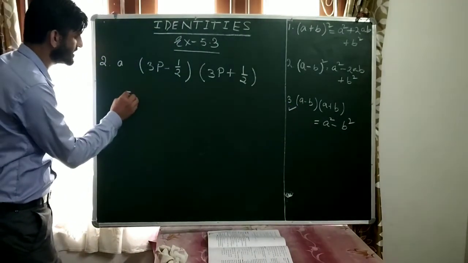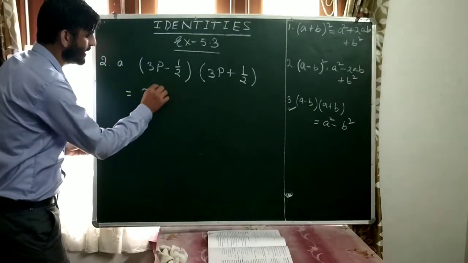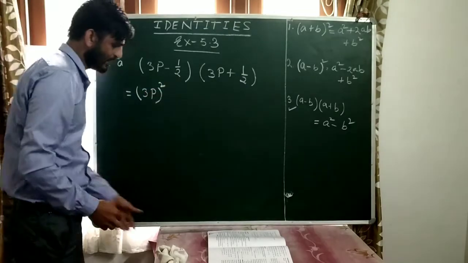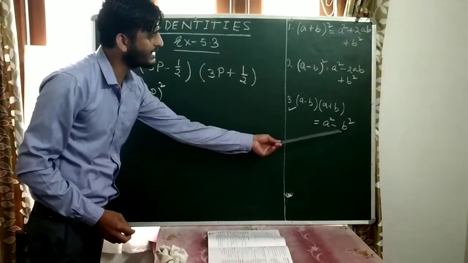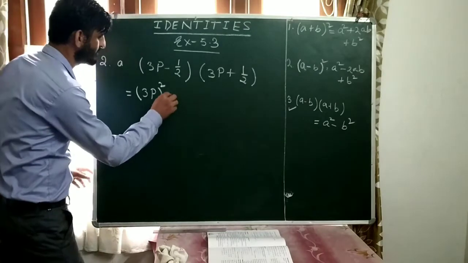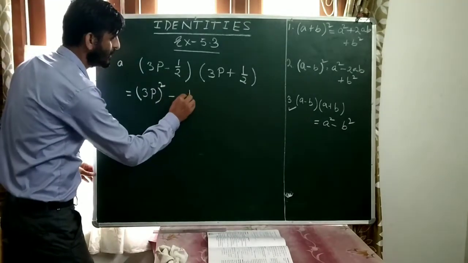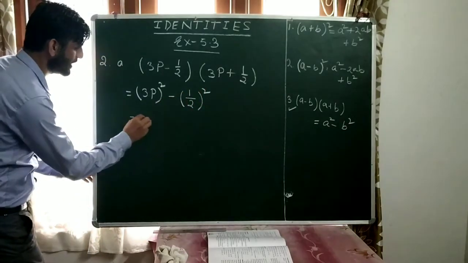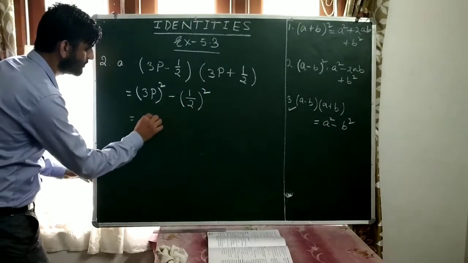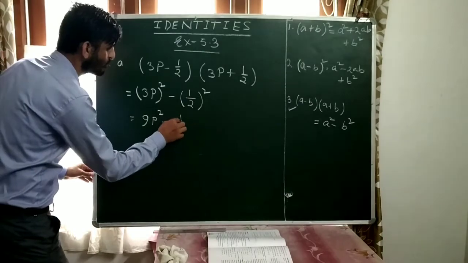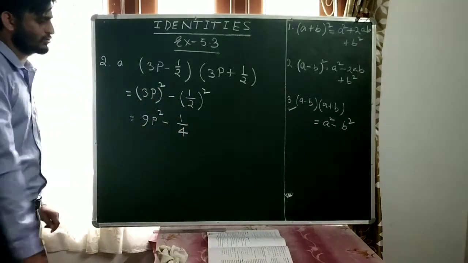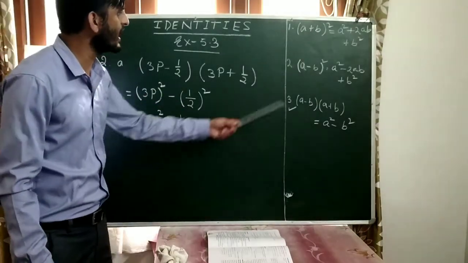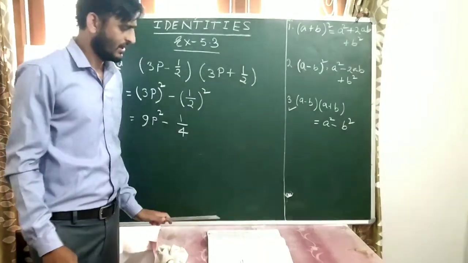So what will be the result? It is (3p) whole square, that means a square minus b square, that means (3p) whole square minus (1 by 2) whole square. The result will be 9p square minus 1 by 4. So that means we can use these three identities very easily.